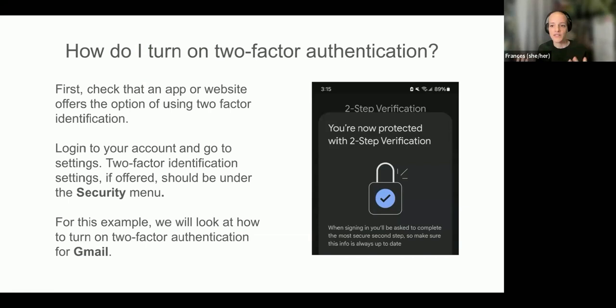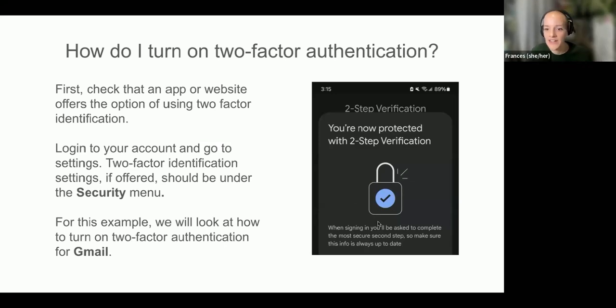And also, when you're trying to set this up, go to the app or the website when you're logged in and look at your settings. Find your settings and go to security. Chances are, if there is the option to do two-factor authentication, that's where those settings will be. We'll see that in Gmail, but that should be true of just about any app or website that you have. If you have a menu within your settings that says security, that's where this setting will be. But for this example, we're going to look at Gmail.